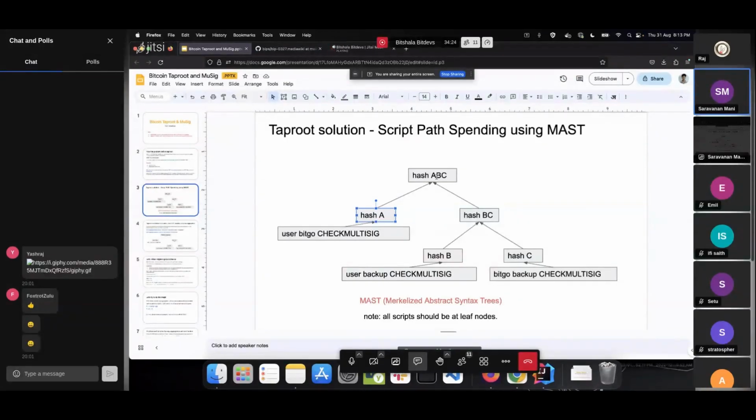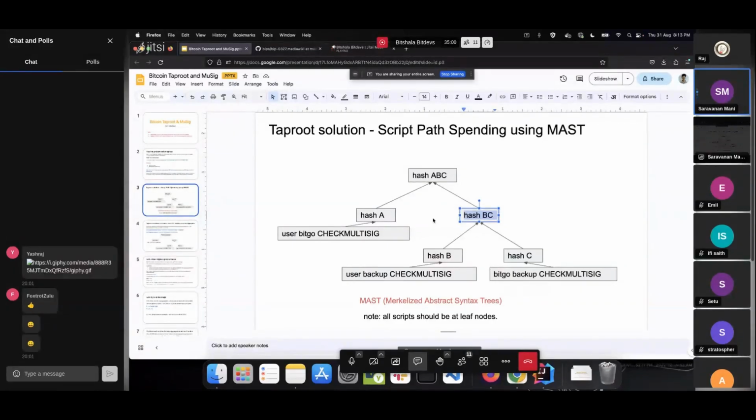Okay. So we just discussed this script path approach, and how it is a little bit of optimization, because currently only the privacy is improved here. If we are going to spend this hash A script, we don't need to reveal these two scripts. So the verifier will not see that a big backup key exists and what the other two combinations are as well. It is completely hidden from the verifiers. They will only see this hash BC. That is a privacy improvement.